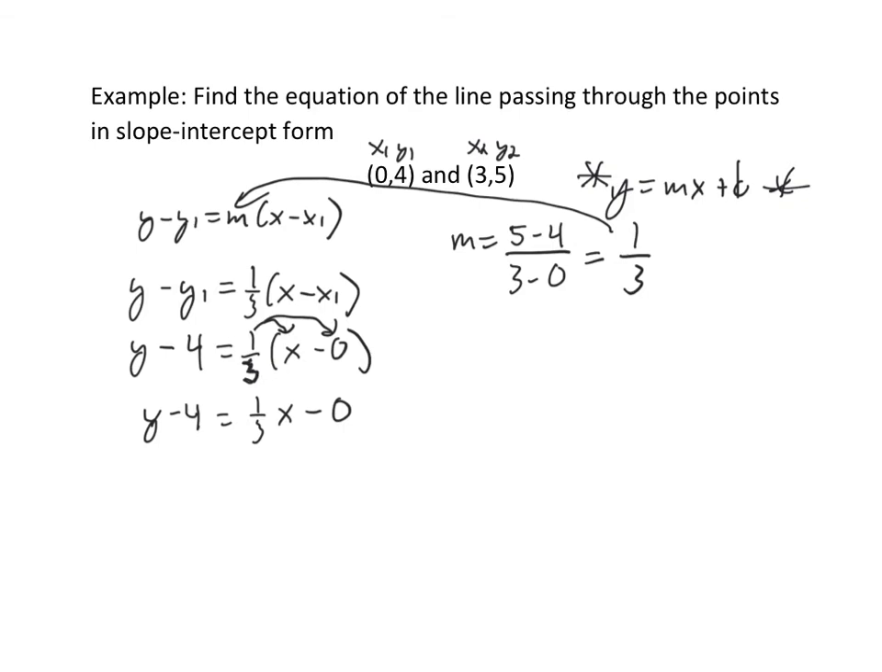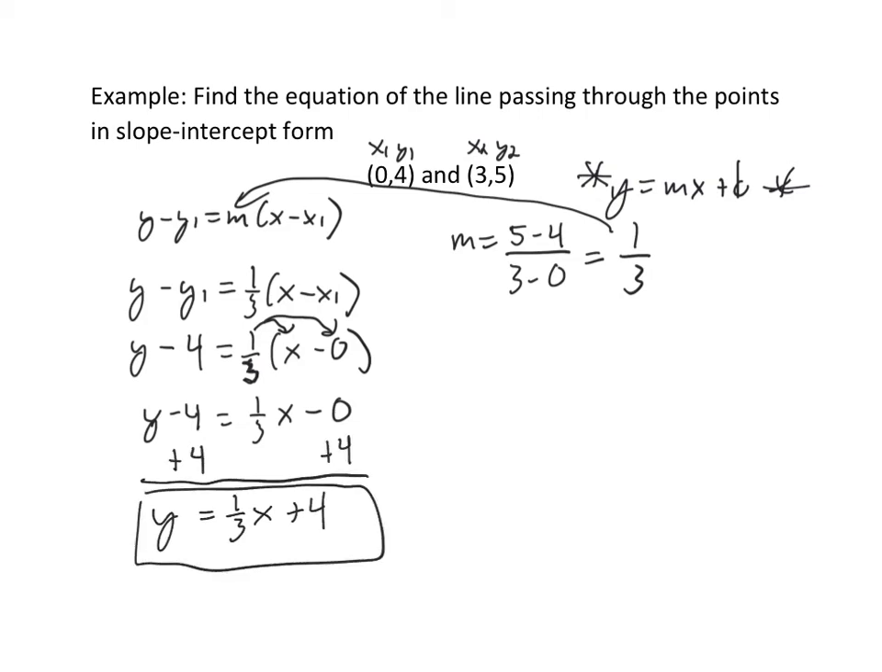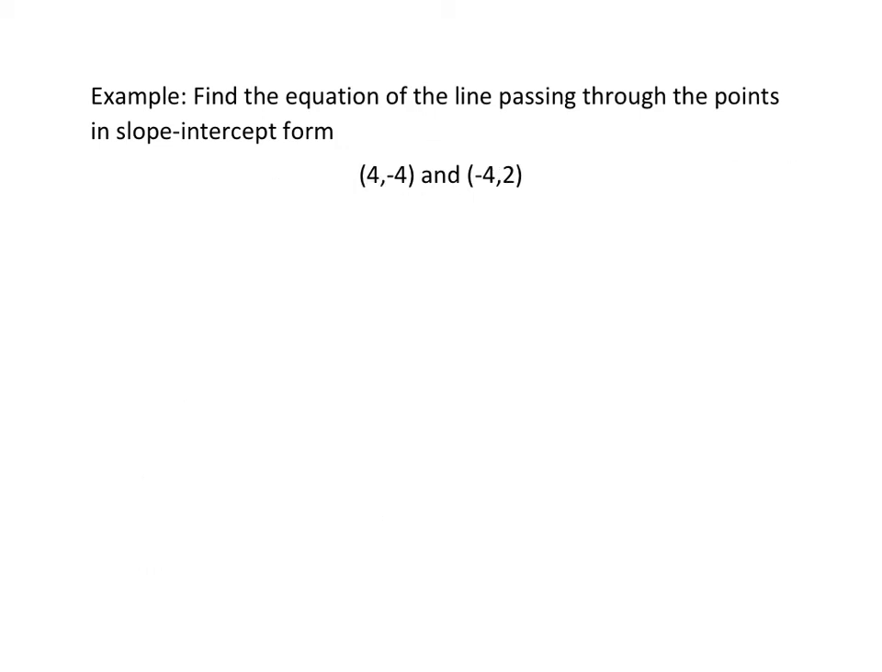Now since I just want it to be y equals, I'm going to add 4 to make y all by itself. So y equals 1 over 3x plus 4. And now I have slope-intercept form for that line. Alright, we're going to do another example so that you can see that one more time.